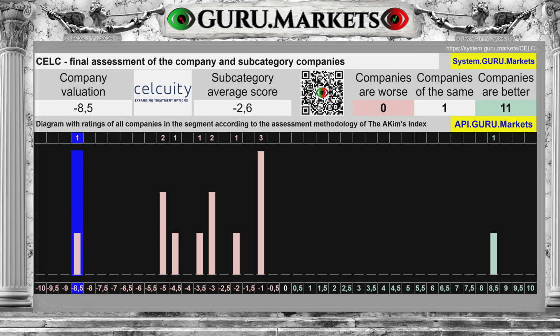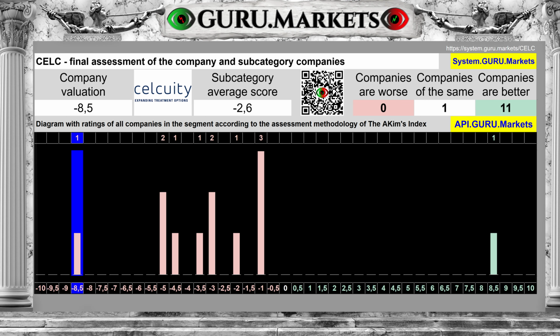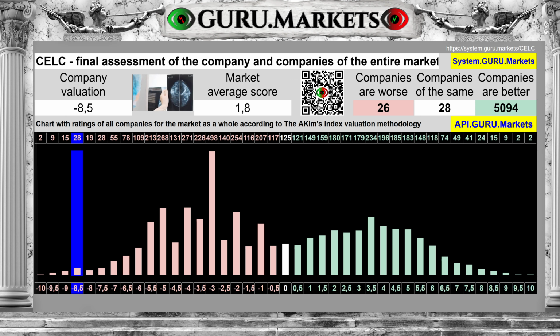The overall result for the company is as follows: minus 8.5 out of 10 points. The average score for the subcategory is minus 2.6 points. If you look at it from a very broad perspective, within the framework of the entire market as a whole, we can see that the average result for the entire stock market is 1.8 points, against a rating of minus 8.5 points for the company Celcuity Incorporated.